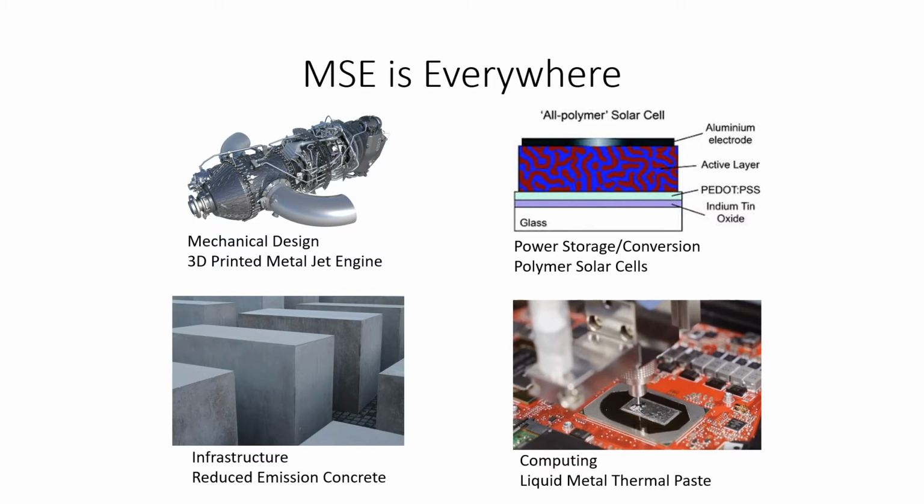possible. For mechanical design, we are working on 3D printed metal jet engine parts that are going to begin testing this year. We're working on polymer solar cells to capture energy that was previously missed. We are working on creating concrete that produces less CO2 emissions and is stronger and more durable. And in computing, we're developing liquid metal thermal paste and a whole range of new electronic materials to make your computers and phones even better and faster and make their batteries last longer.